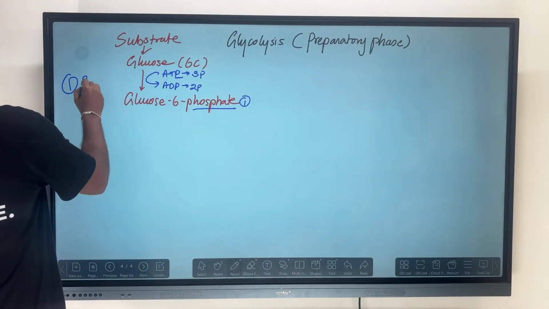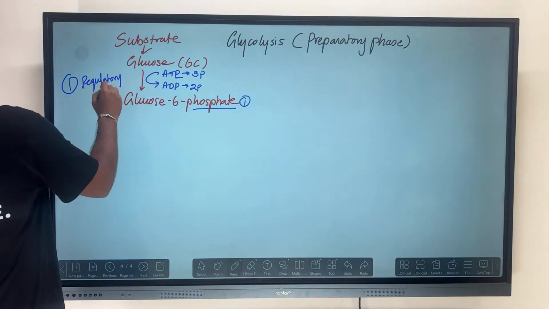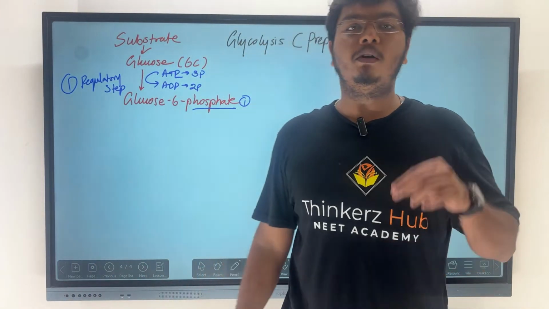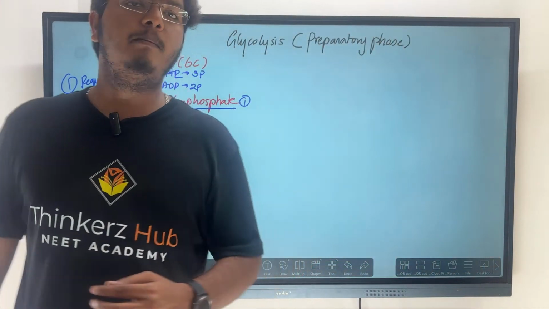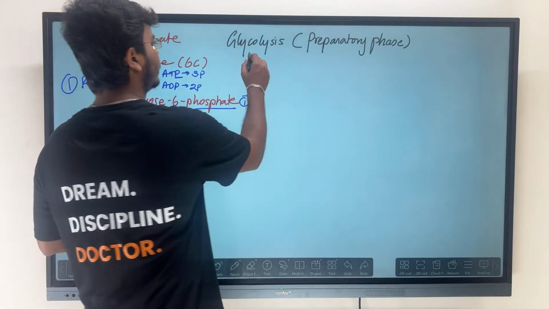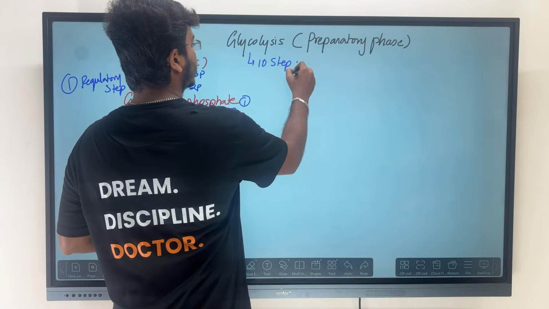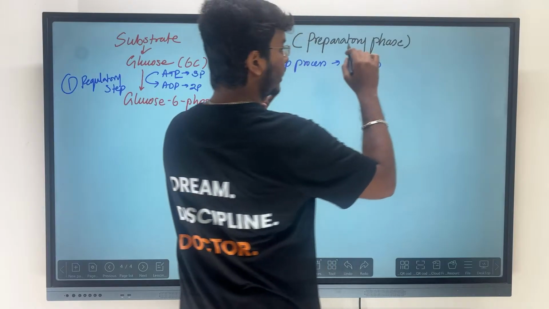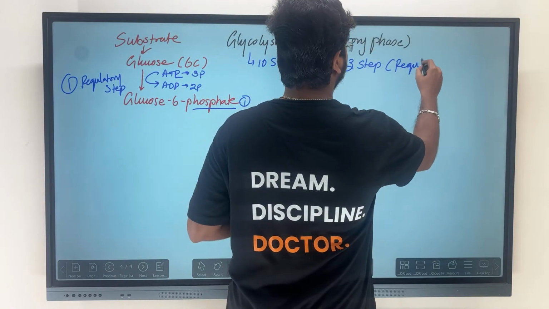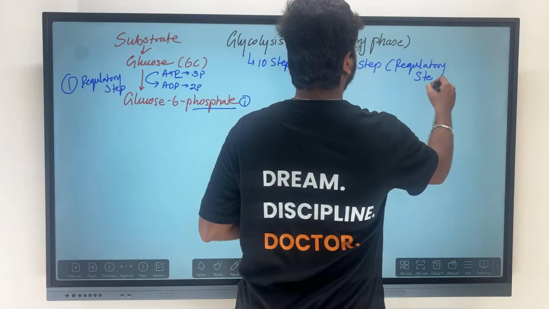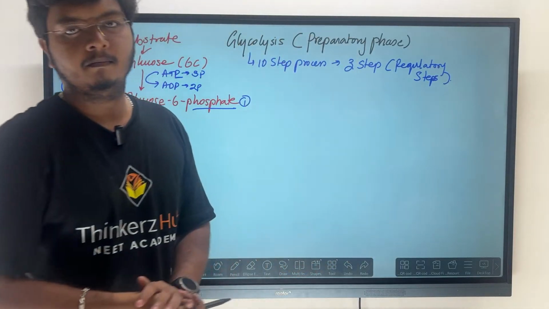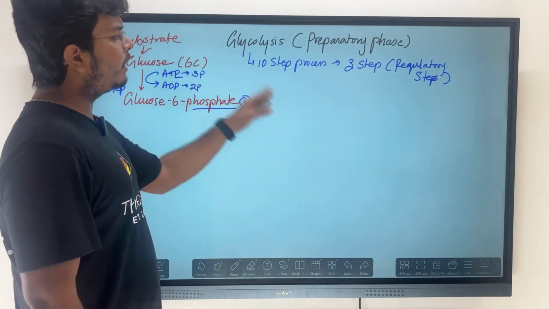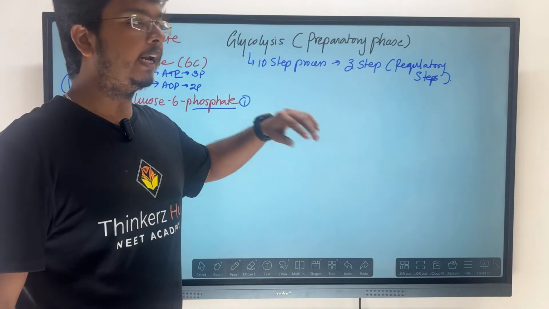Remember, this is the first regulatory step. What does it mean? Regulatory steps are going to control this process. Likewise, we'll have 3 steps. If I say glycolysis is a 10-step process, under this 10-step process we have 3 steps which are considered regulatory steps. That means these steps are going to regulate the process. If they want to stop, they will stop from there. If they want to start, they will start from there. And regulatory steps are irreversible.